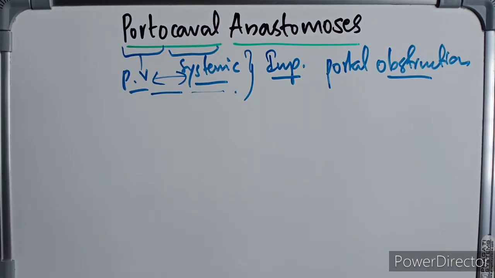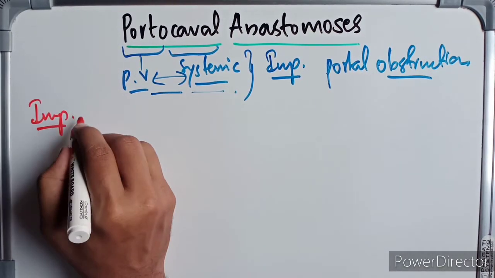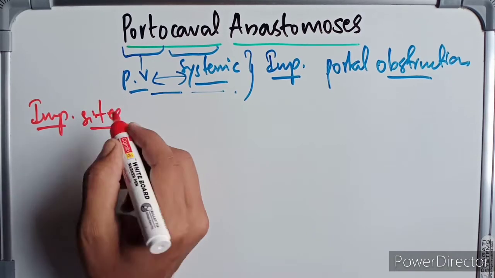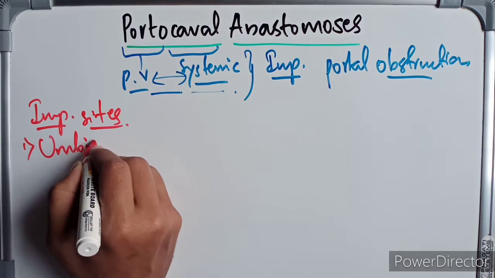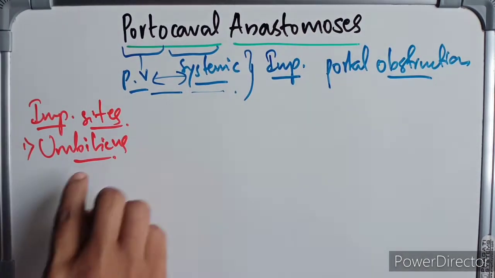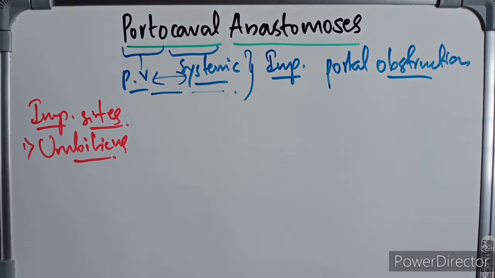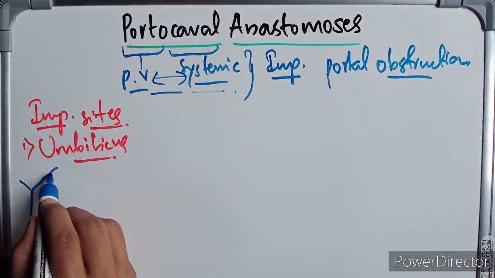So what are the important sites of the Portocaval anastomosis? This is a very important question in university exams. Firstly, we have the umbilicus. Coming to the umbilicus, here the left branch of the portal vein will communicate with the superficial veins of the abdominal wall. We have the right and the left branches of the portal vein, right? So the left branch will communicate with the para-umbilical veins.